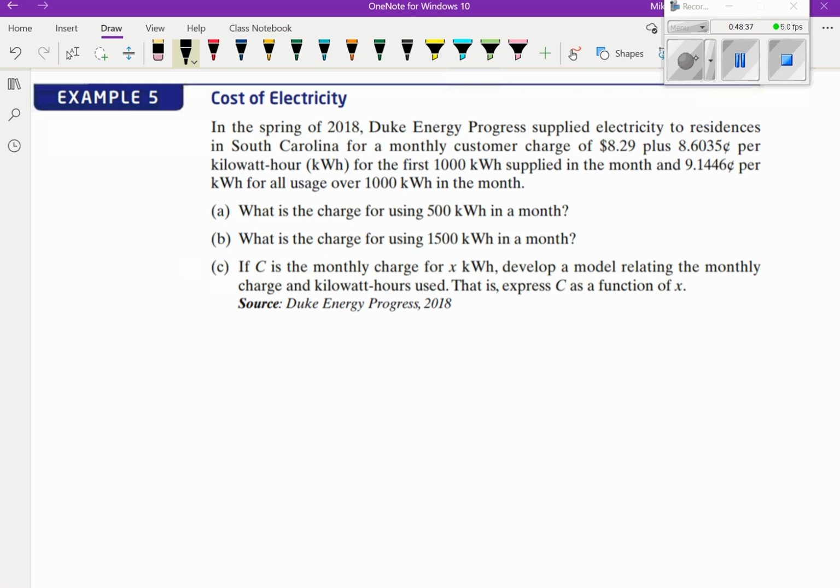So one of the things that we would want to do here is develop a piecewise function for this. That's going to end up being part C. We're going to develop a model relating the monthly charge to kilowatt hours used. So we're going to express C as a function of x. C of x equals something. Before we do that, though, let's answer letter A and letter B.